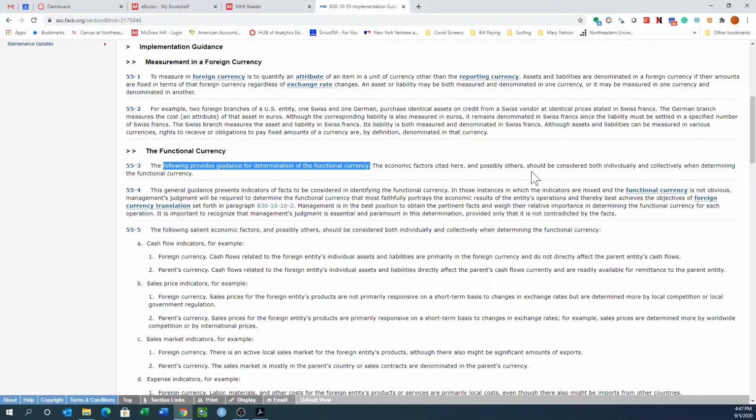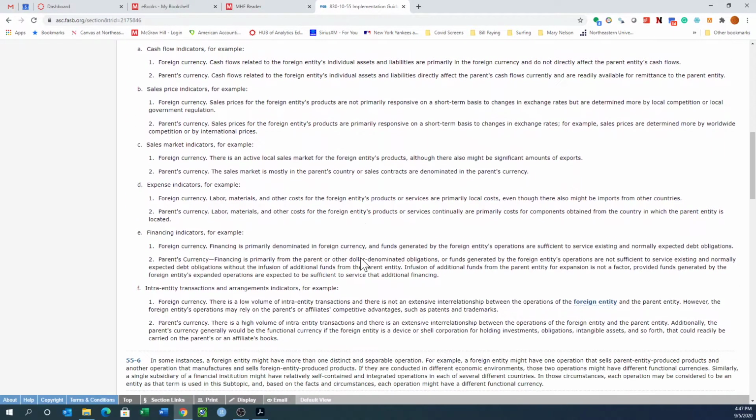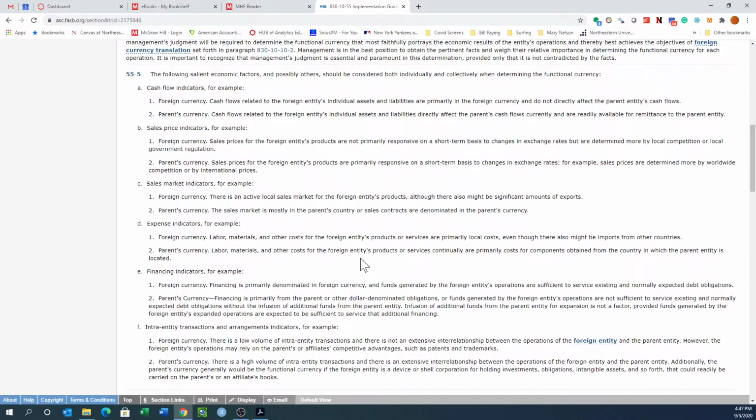You have to make the argument. And what they do in this guidance, in the implementation guidance, is they identify 6 items: cash flow indicators, sales price indicators, sales market indicators, expense indicators, financing indicators, and intra-entity transactions and arrangements indicators. And they give examples, just examples, right? These are not rules, just examples. It still requires your judgment.